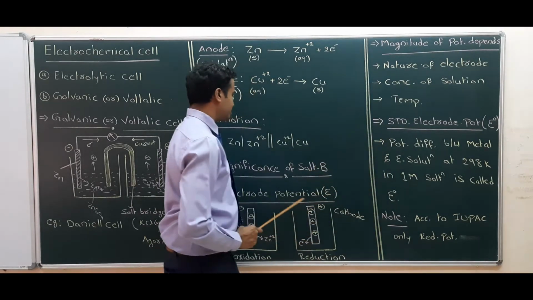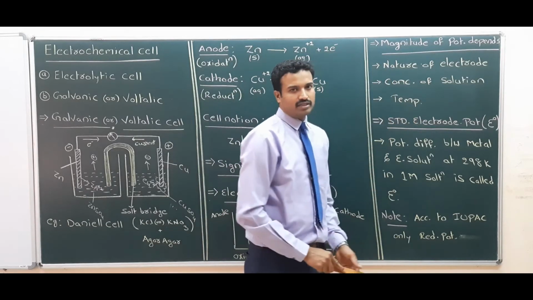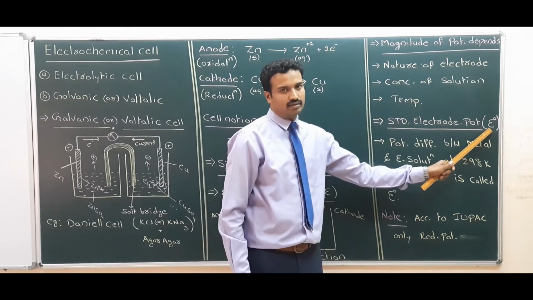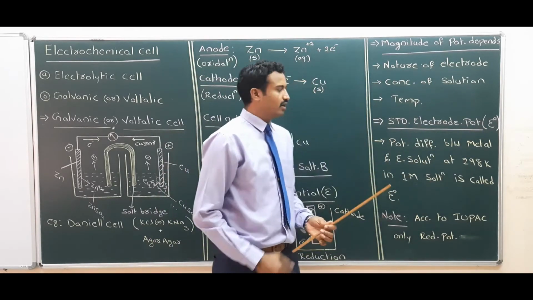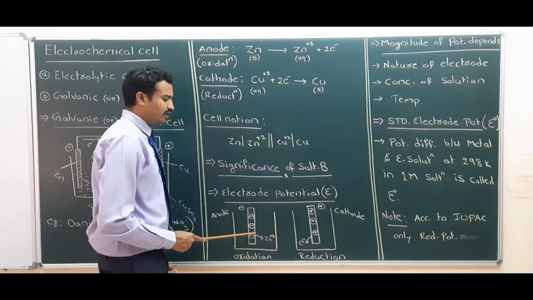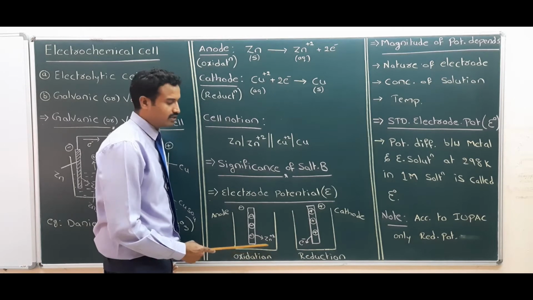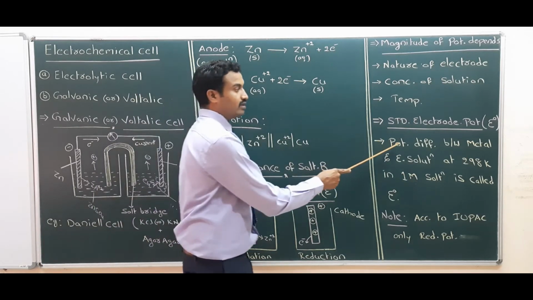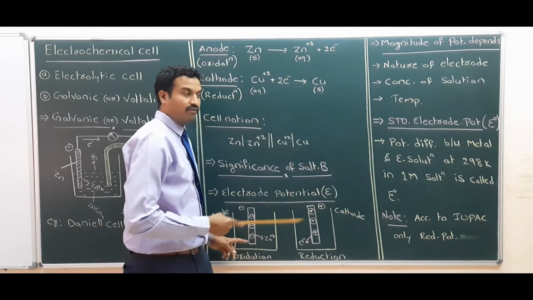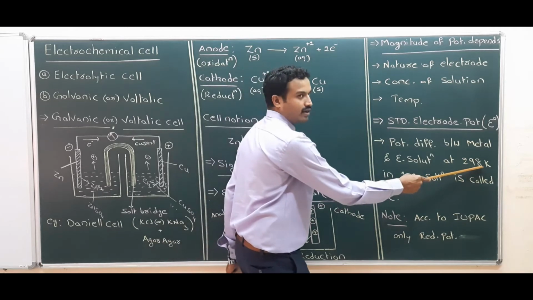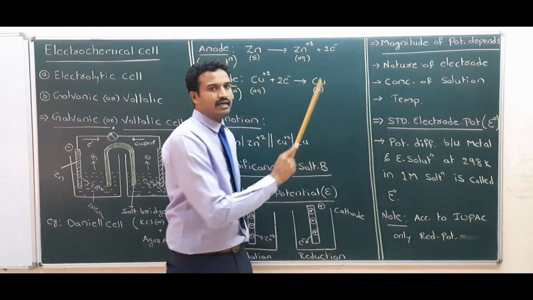Now, continuation. This is electrode potential E, and this one is standard electrode potential, E naught. The definition is the same: the potential difference arising between the electrode and its own ion solution is called electrode potential. But here the potential difference arises between the metal and the electrolytic solution when the temperature is constant at 298 Kelvin and the concentration is 1 molar. Then the potential difference is called standard electrode potential.